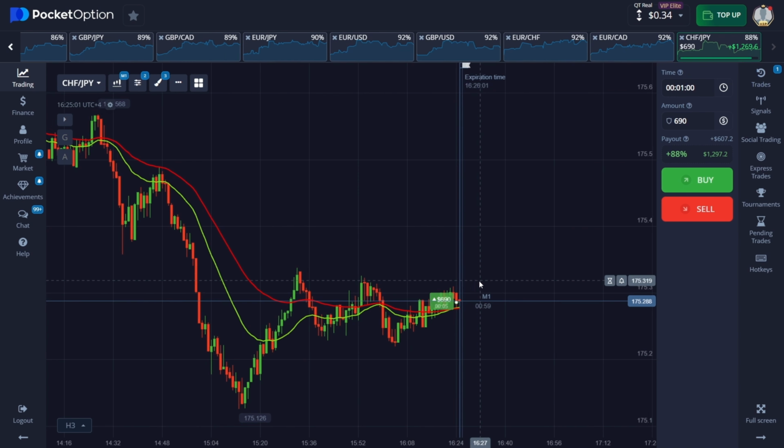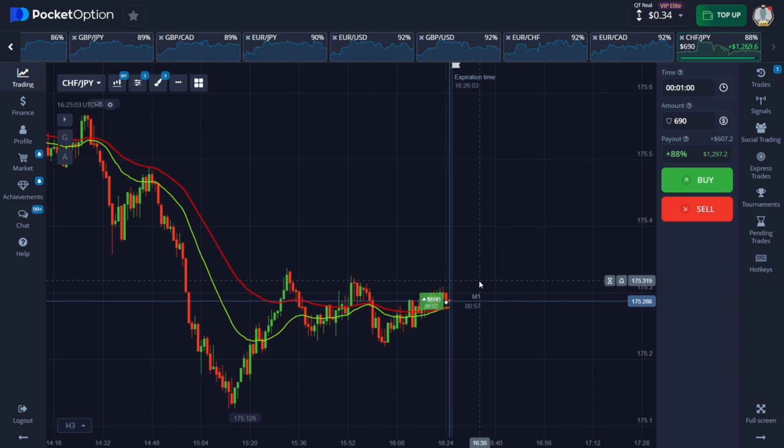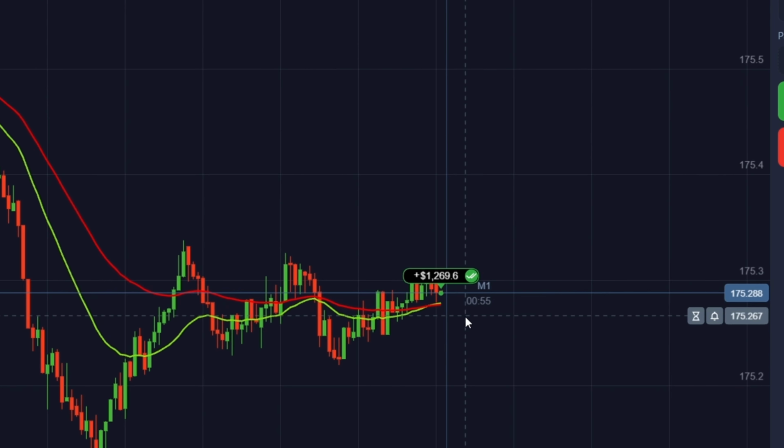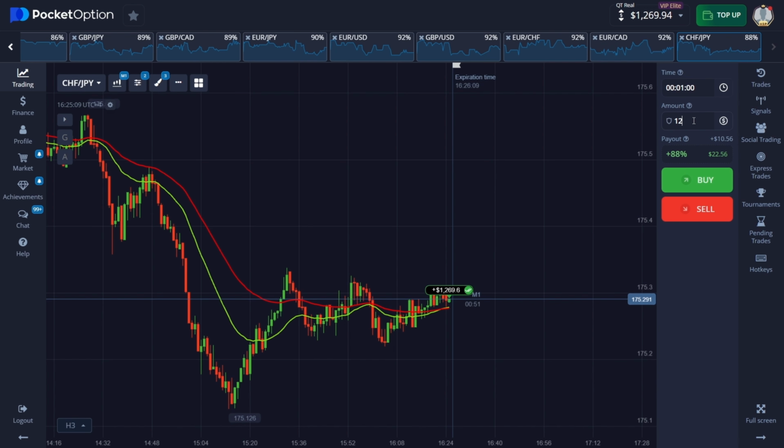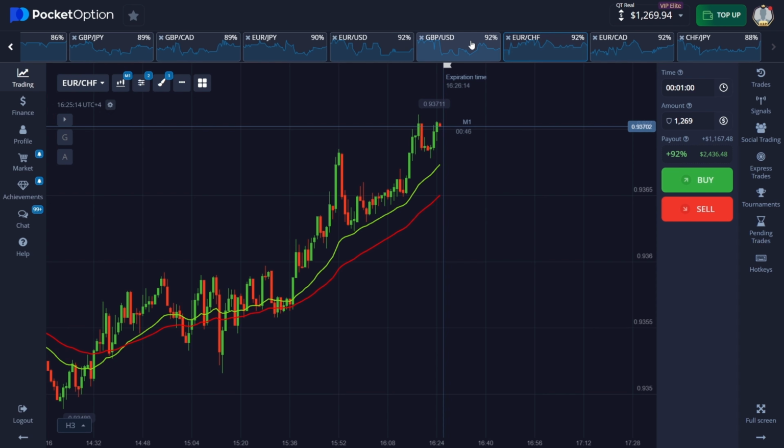Only a few seconds remaining, and I won another trade. Now my balance has increased to $1,269. Let's find a trade for $1,269.